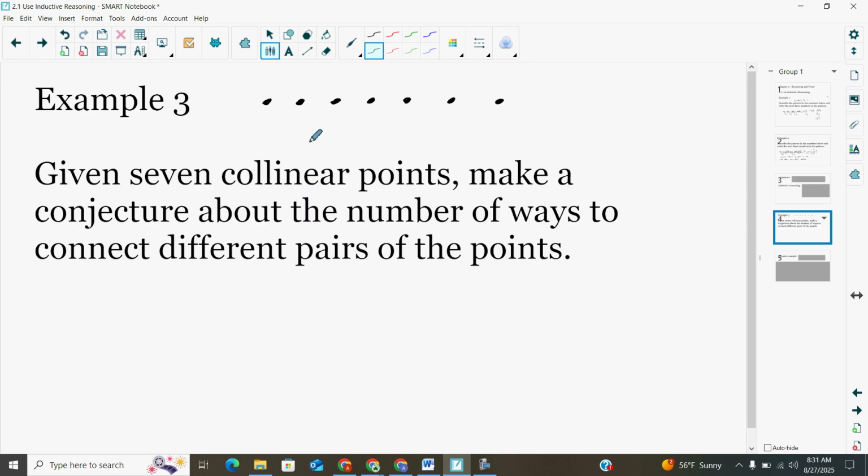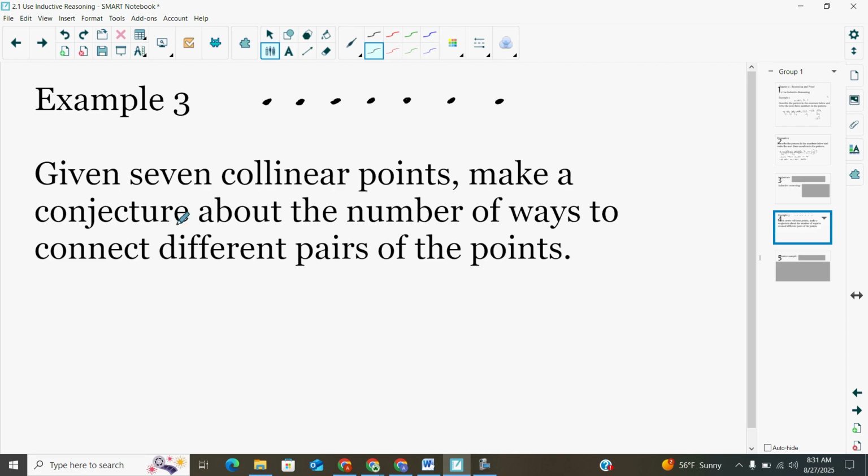So the number of ways these could connect, like I could connect these two. There's one way. I could connect these two. There's 2 ways. I could connect these 2. That's 3 ways. Or these 2 is 4 ways, and so on. How many different ways could I connect them? One thing you could do to figure that out is we could just draw them all in, right, and count how many there are.